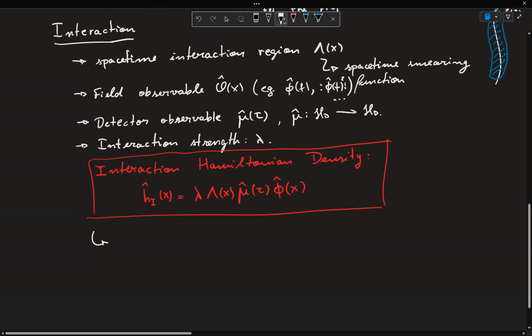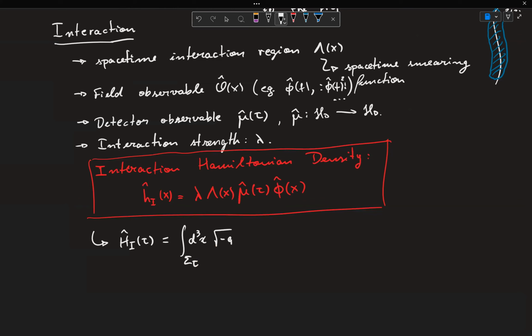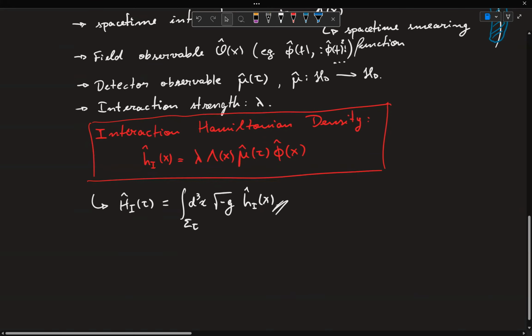lowercase lambda. Now, if you want to compute the interaction Hamiltonian, the Hamiltonian itself, what you need to do is simply to integrate this over a given Cauchy surface with the square root of minus g, which encompasses both the induced metric in the surface and any possible redshift factors. Then you integrate this Hamiltonian density, and you find your operator, which is the interaction Hamiltonian. Okay?